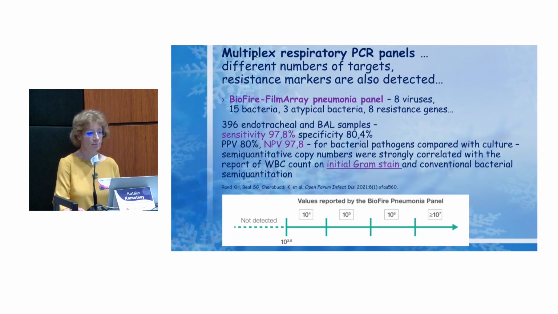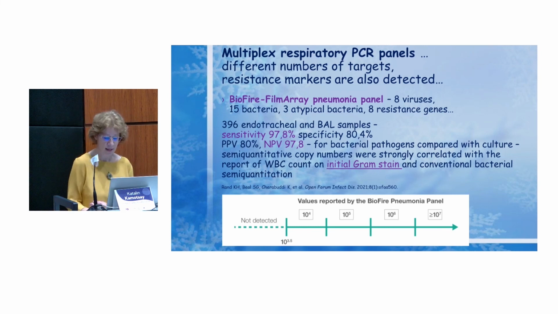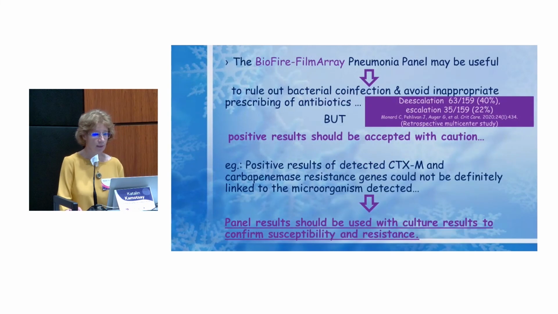Well, even though we have the multiplex respiratory PCR panels, which can give us the information of the causative agent, we shouldn't forget about the initial gram stain smear. So again, back to the traditional way. They found in a study a very good correlation between the initial gram stain and the result of the multiplex respiratory PCR panel. So when there is a positive result, we have to accept it with caution.